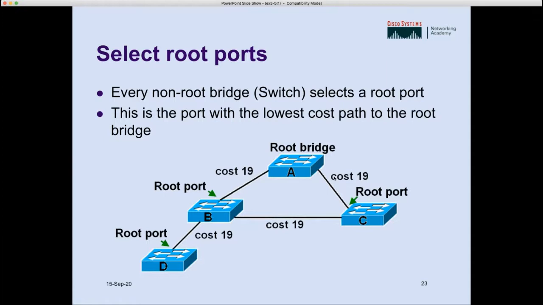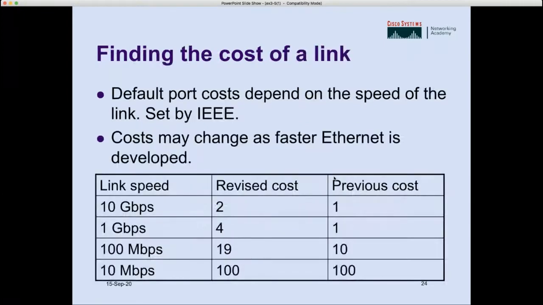So in our case, switch A has been chosen to be the root bridge because he either had the lowest MAC address or the administrator went in and configured him to have a better, more attractive value. So every other non-root bridge switch is going to select a root port, which is the best path to the root bridge. We saw that earlier. How did they determine the cost? This has got to be reduced to numbers.